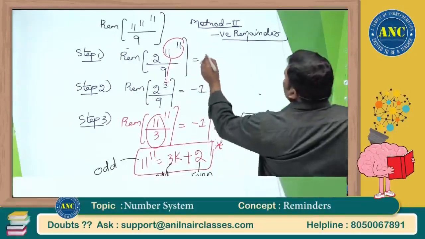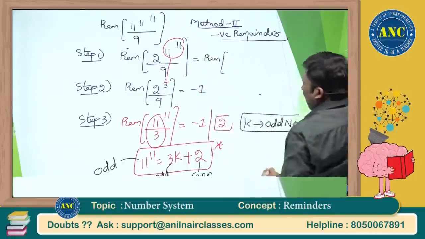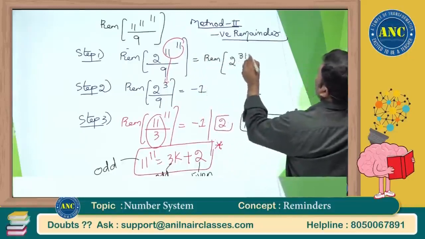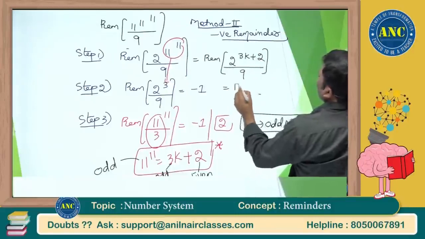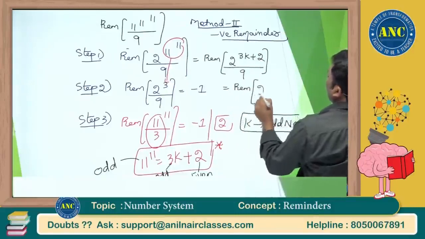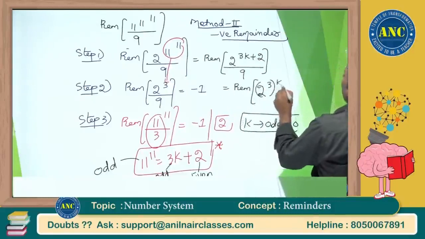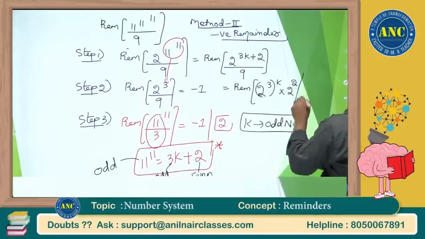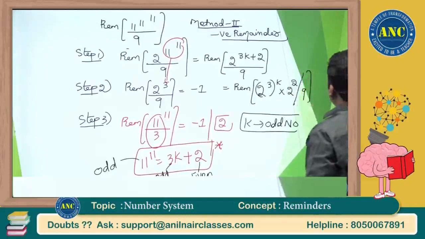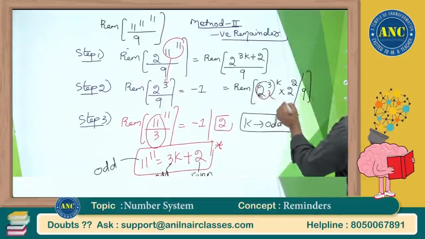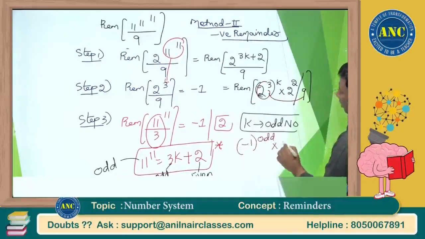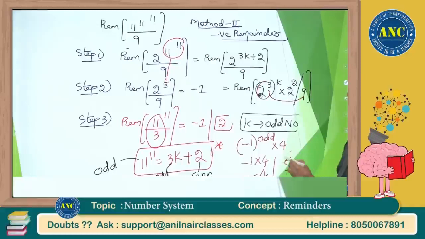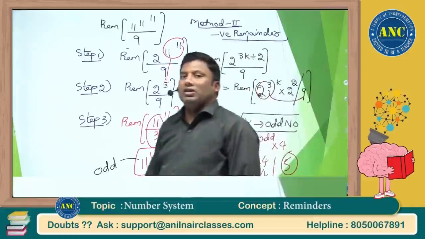So remainder of 11 power 11 is 2 power 3K plus 2 divided by 9. So these are nothing but remainder of 2 power 3 power K into 2 square divided by 9. Now see here, 8 divided by 9 is minus 1. K is an odd number, so minus 1 into 4, which is minus 4. Positive remainder is nothing but 5.